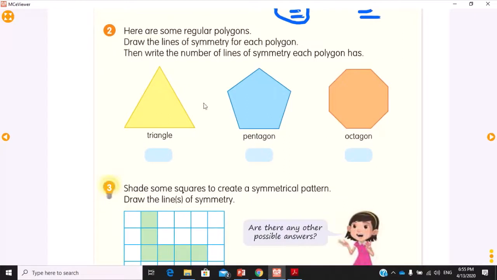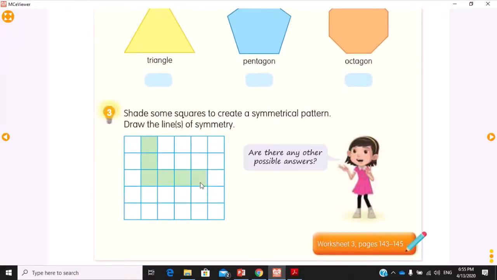We have 2. So here are some regular polygons. Draw the lines of symmetry for each one. Try to draw the lines of symmetry for each one. Remember, try to think about the angles for each shape. Okay, now this should be a nice and easy exercise for you. So shade some squares to create a symmetrical pattern and draw the lines of symmetry.